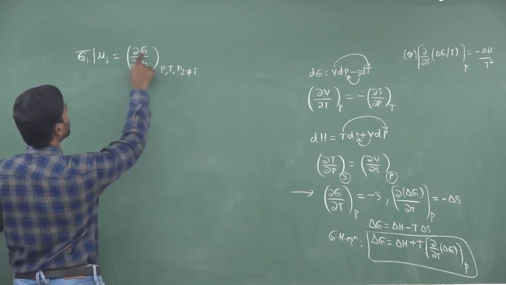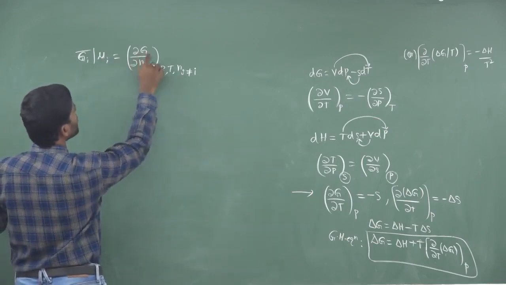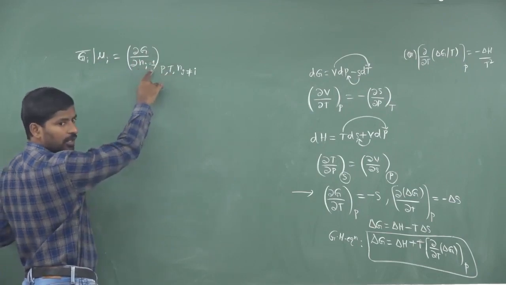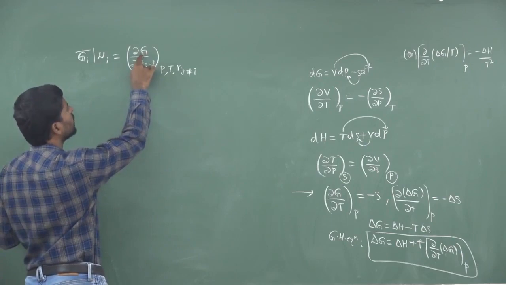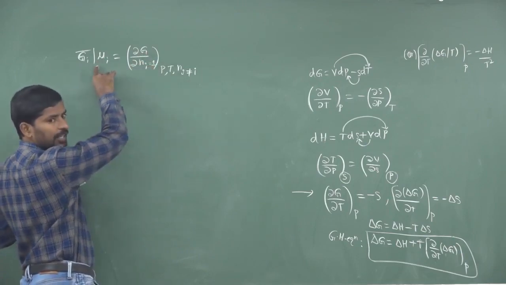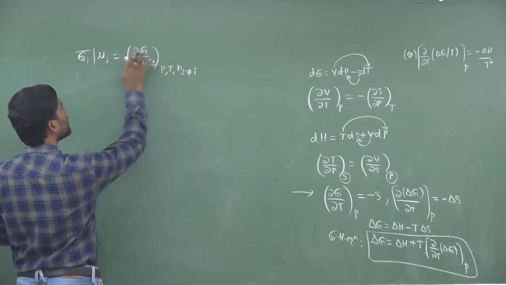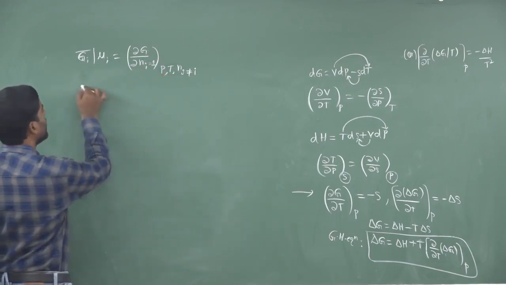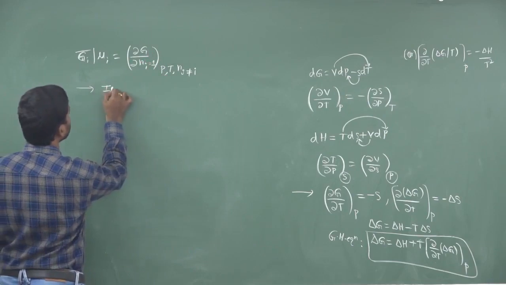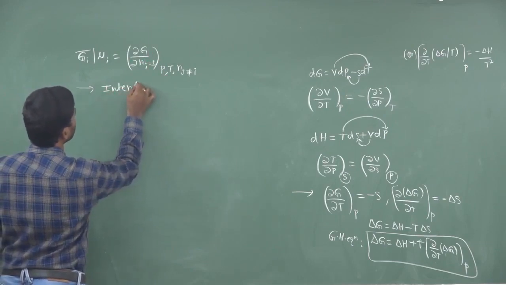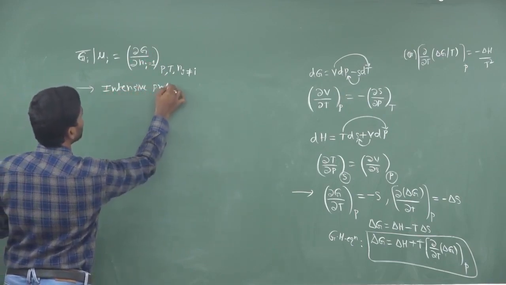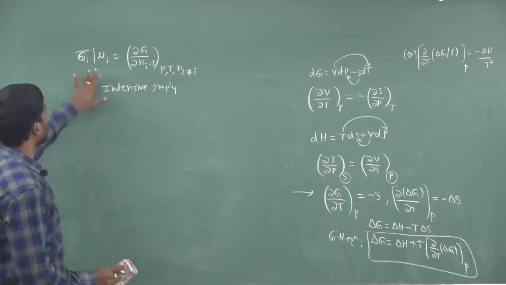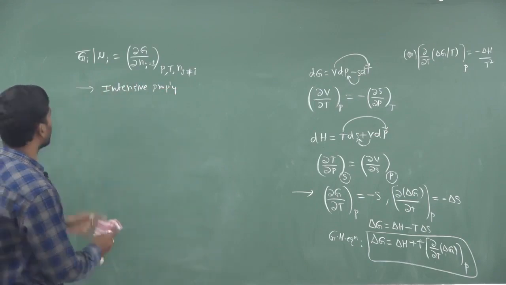So this chemical potential is nothing but the change in Gibbs free energy for one mole. If you take the change in number of moles as 1, then the change in Gibbs free energy is called what? Chemical potential. As we are expressing it for 1 mole, is it an intensive property or an extensive property? Intensive property. This question was given previously in polytechnic lectures: which of the following is an intensive property? Chemical potential is an example of an intensive property.